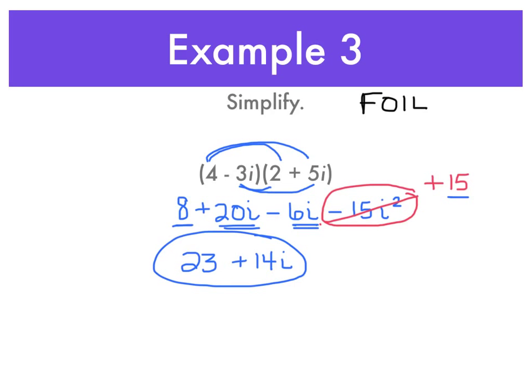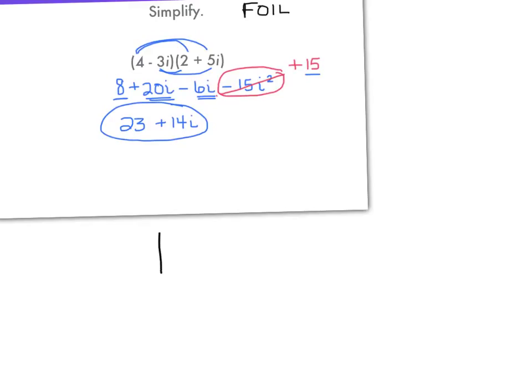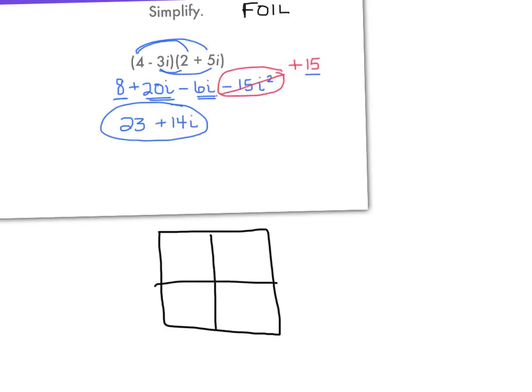If you were to do this with the box method, let me just do that real quick here. If you're a fan of the box method; if not, you can go ahead and fast forward to the next slide. I would do this as 4 minus 3i and 2 plus 5i. Okay, so 2 times 4 is 8. 2 times negative 3i is negative 6i. 5i times 4 is 20i. And 5i times negative 3i, negative 15i squared.